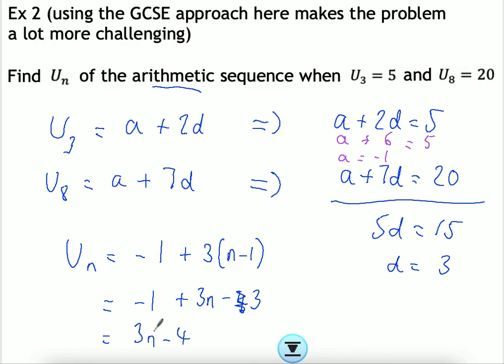Now let's just test this. So the third term, 3 lots of 3 is 9, subtract 4 is 5. 8th term, 3 lots of 8 is 24, subtract 4 is 20. And that is a lot more challenging if you were to use the GCSE approach. Well, you simply wouldn't be able to do it using the GCSE approach.